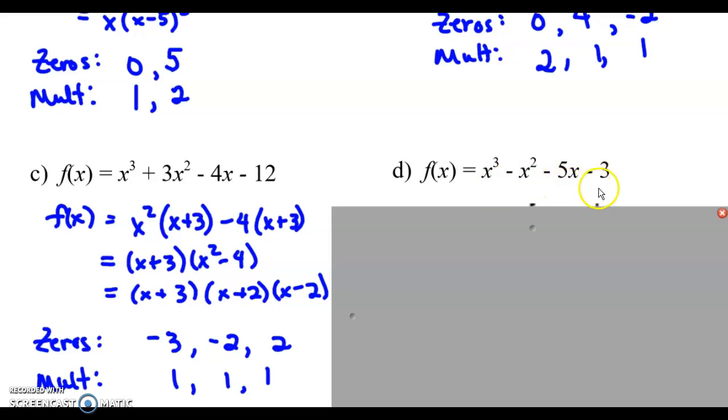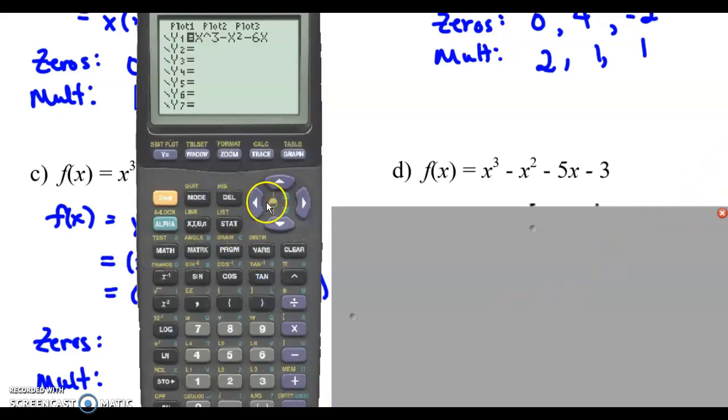This last example, x cubed minus x squared minus 5x minus 3, does not factor like we just tried because there's nothing common here between the negative 5x and negative 3. So my technique in that case is to go ahead and graph it. So let me pull this up, x to the third minus x squared minus 5x minus 3. Okay, and I'm going to go ahead and try the standard window, see how that works for me. I can always change that.